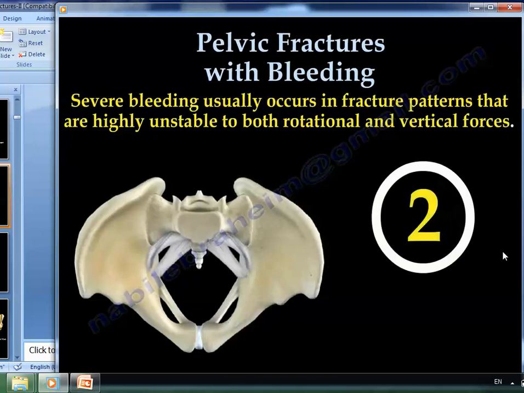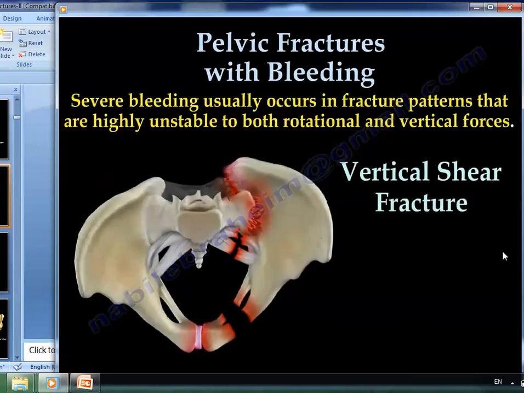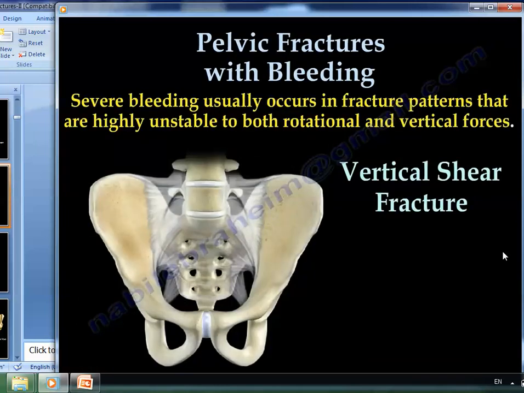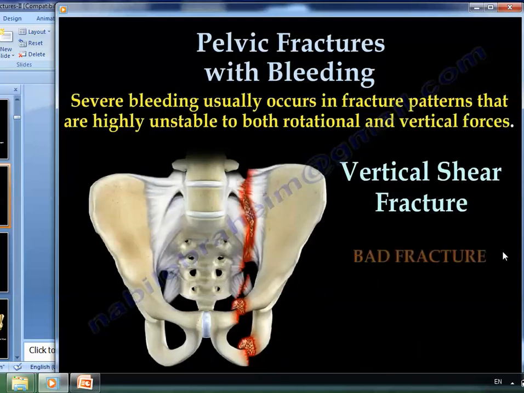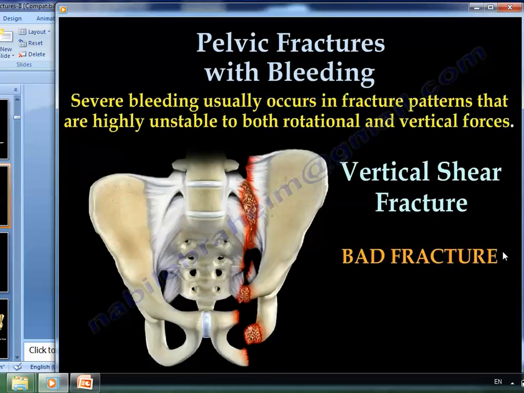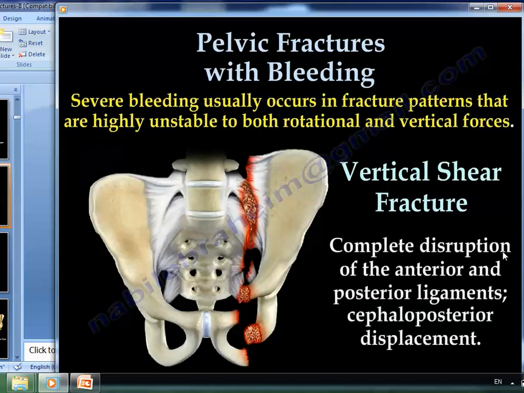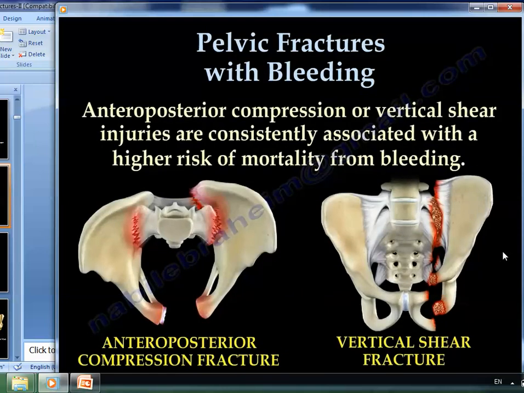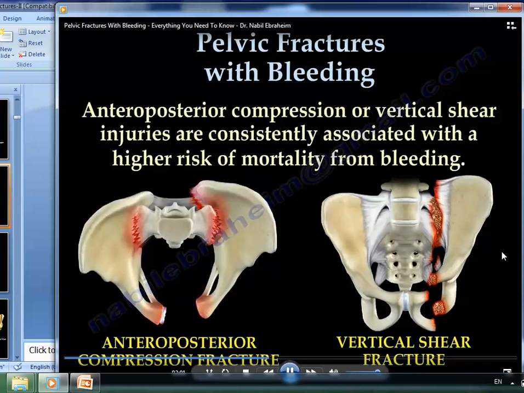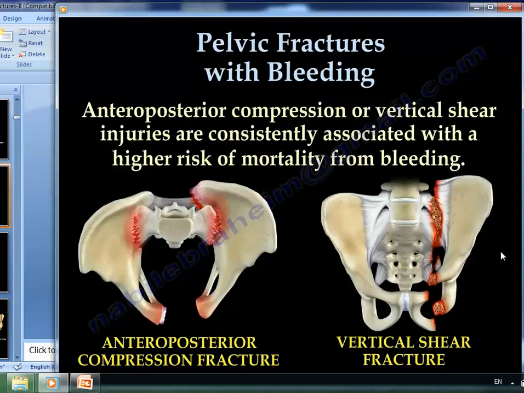The second type is the vertical shear fracture. The hemipelvis goes up. It is a bad fracture. You can see most of the ligaments are disrupted from front to back. You can see the two types, the anteroposterior compression fracture and vertical shear fracture. These are the two types that will bleed heavily and will require a lot of blood transfusion.